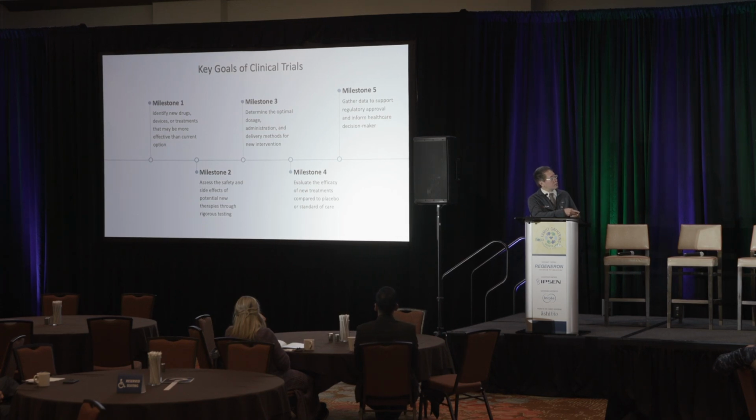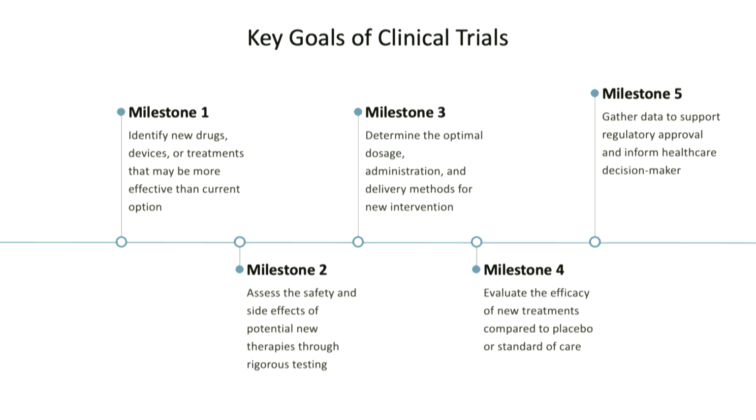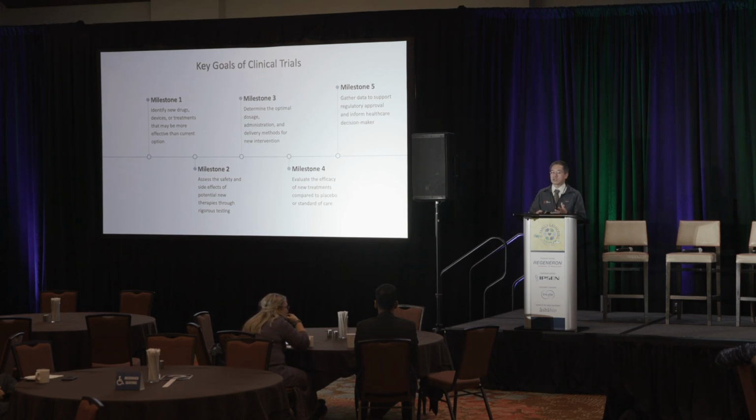These were typically what are called phase 1 and phase 2 trials, and then eventually we get to phase 2 and phase 3 trials, where you're really trying to determine the efficacy of this new medication and comparing it to placebo or standard of care. And in the end, the hope is that you'll have some sort of drug approval, and you'll hit something like milestone 5, where you're trying to gather the data to support the regulatory approval and inform the healthcare decision maker that this medication or potential therapy is actually valuable for that particular population.